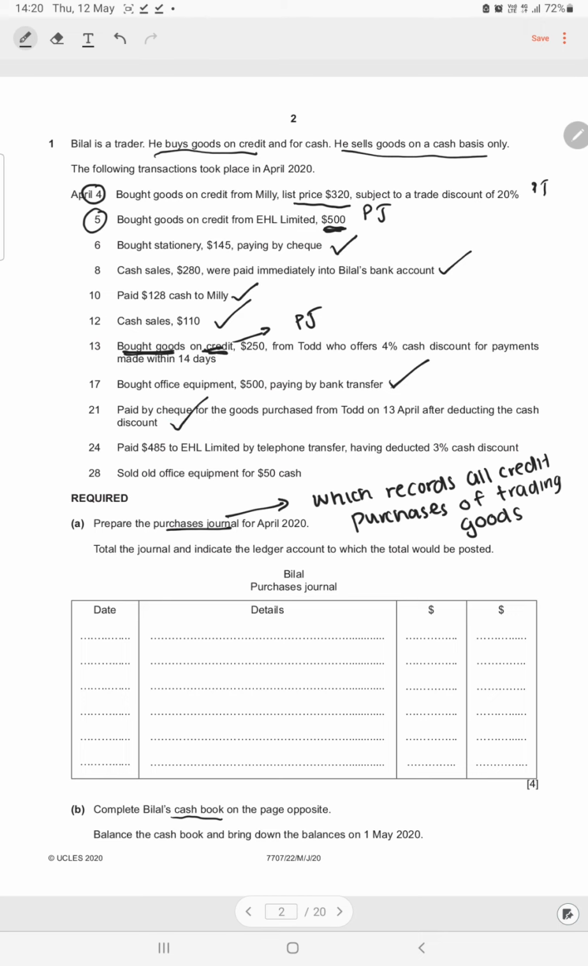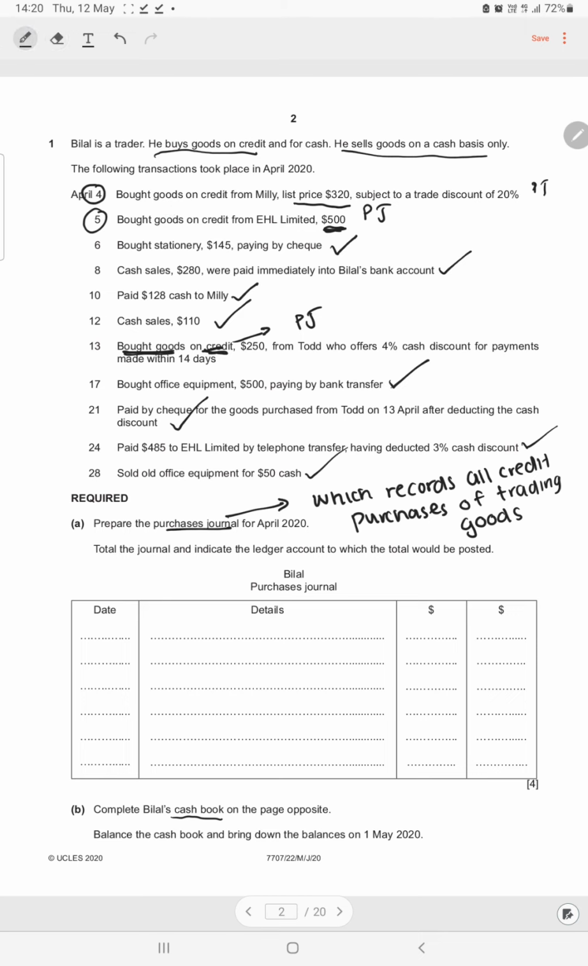Again, cash transaction, doesn't go to the purchase journal. Paid 485, again cash discount transaction, goes to the cash book. Sold office equipment for $50, cash book. So what we can see here is we have 1, 2, 3 entries that go to our purchase journal.